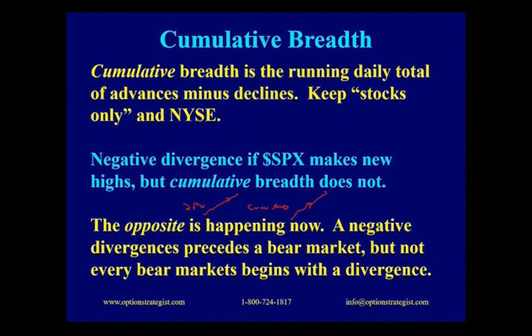So if you have the negative divergence, a negative divergence does precede a bear market, but not every bear market begins with a divergence. So there's nothing in this formation here that would prevent that from happening. I have data that can back that. I know a lot of people are saying that because the cumulative advance-decline line is making new all-time highs, it's an all clear ahead for the market. Not true, but we'll get back to that later.